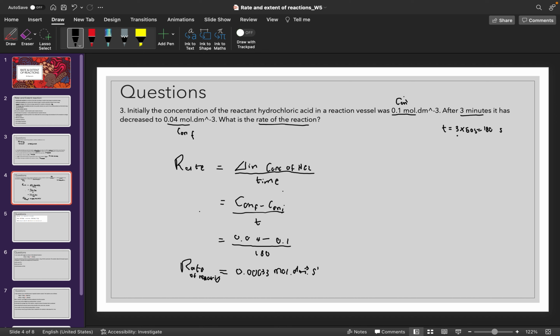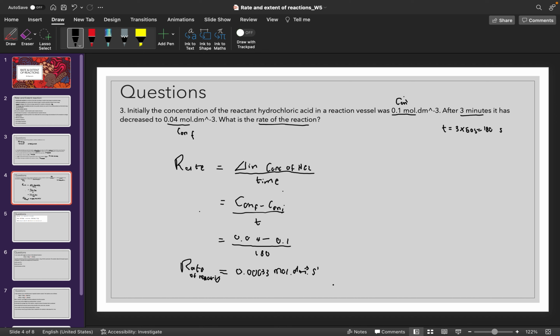So you must remember to convert your time. It was given in minutes, so you must convert it into seconds by saying 3 times 60 seconds, which will be 180 seconds. And in this case, you will get your rate of reaction to be 0.0033 mol dm^-3 per second. So this is an example of how you can calculate the rate of reaction when you are given the final and the initial concentration and time.